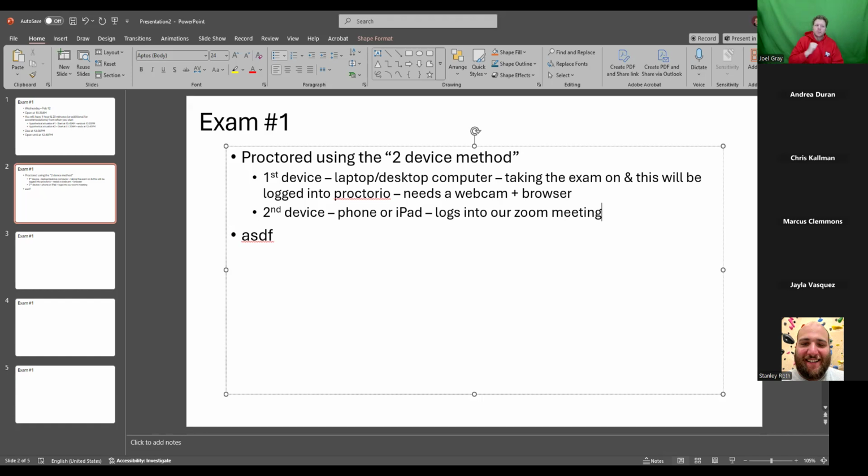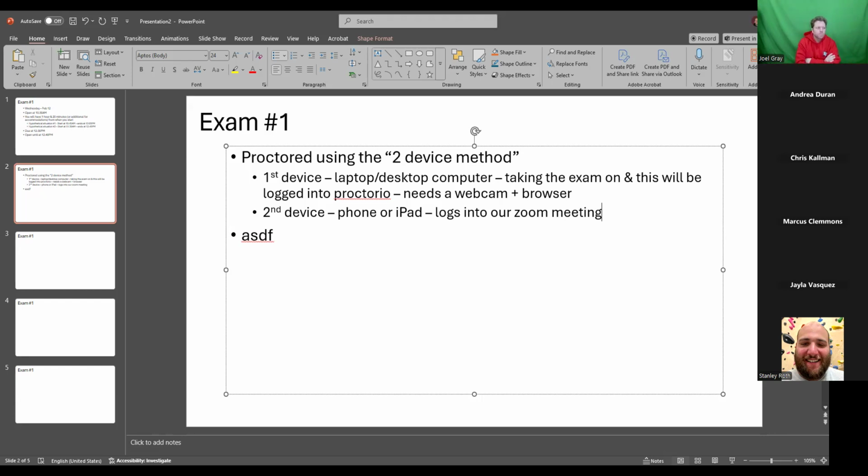Okay. So the second device, your phone or iPad, where? Let's imagine that my phone is my second device. Where would I have it positioned? I'm going to have it positioned right here. What this device is going to be doing is giving another perspective and another vantage point of what's on your screen, as well as what's in your workspace.